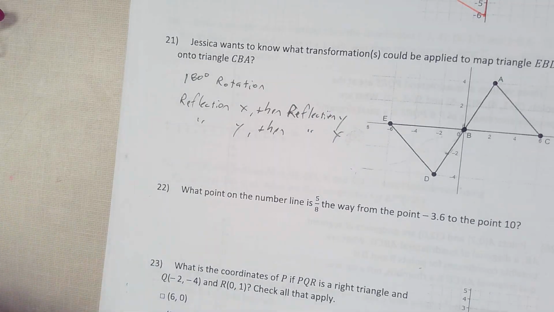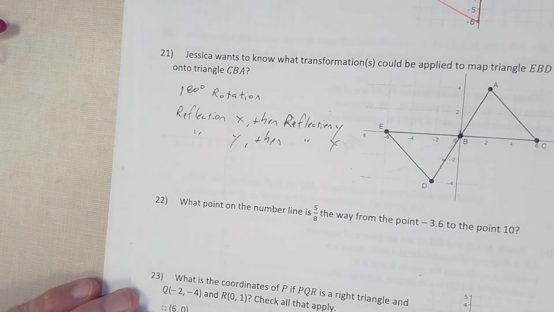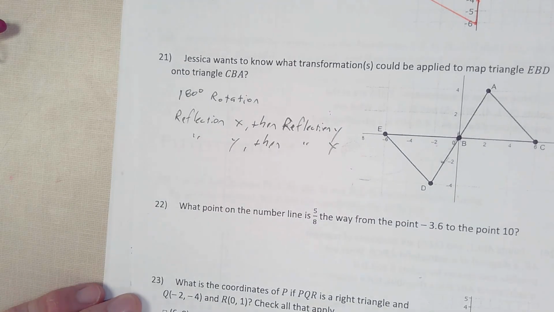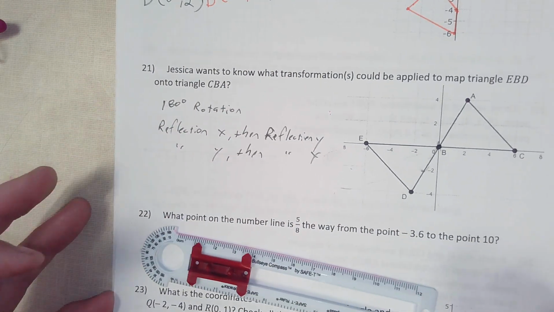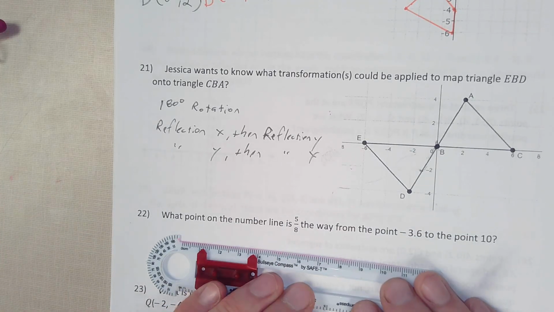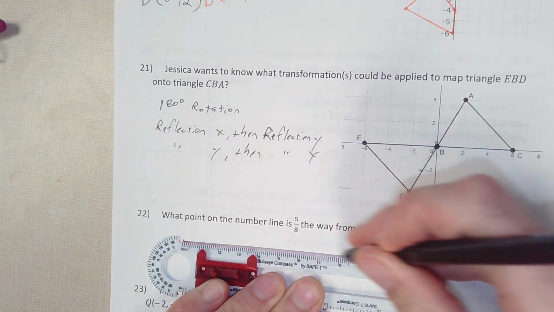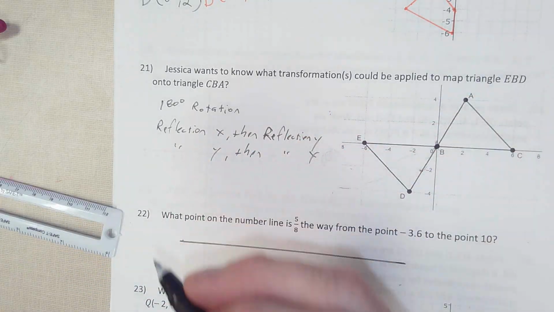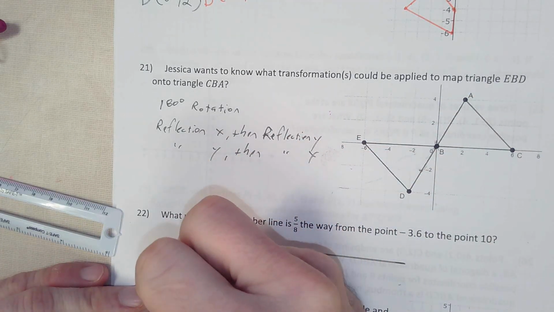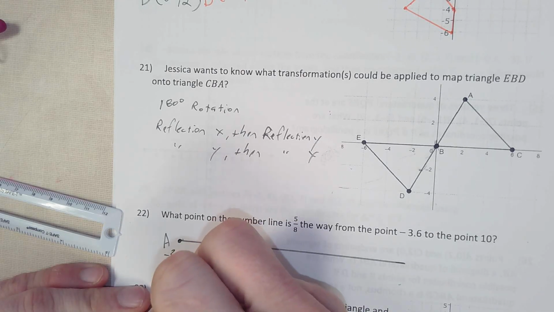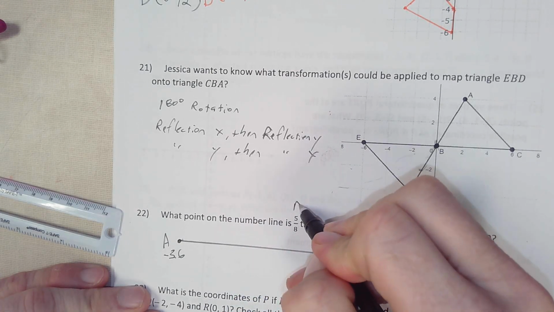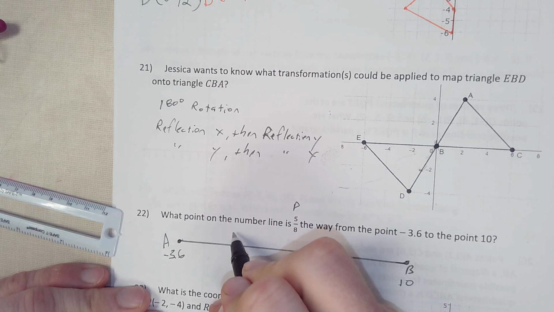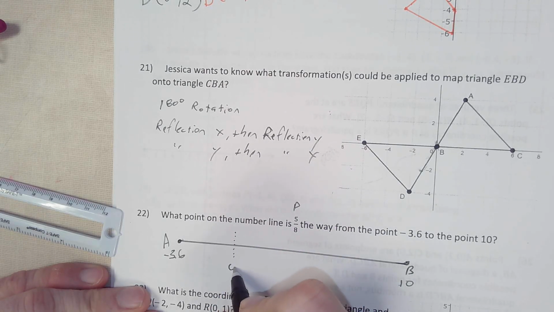Okay, so next we have a number line. Let me find my ruler. Here it is. I'm going to call that number line AB. This is point A, and it's negative 3.6, and this is point B, and it's 10. Somewhere along the way is point P, and it's 5/8 of the way, and somewhere along here it passes through 0.